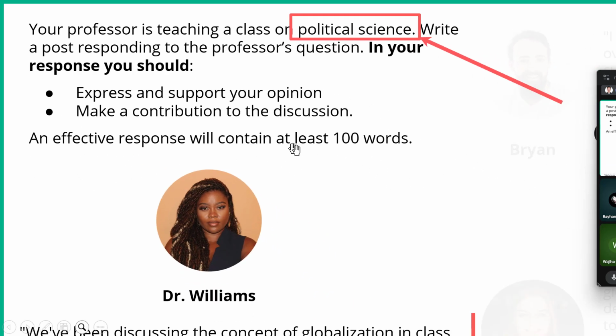And an effective response, as ETS itself announces, is 100 words. So we can have more than 100 words. 120 plus words is a good response. So this is the introductory section.